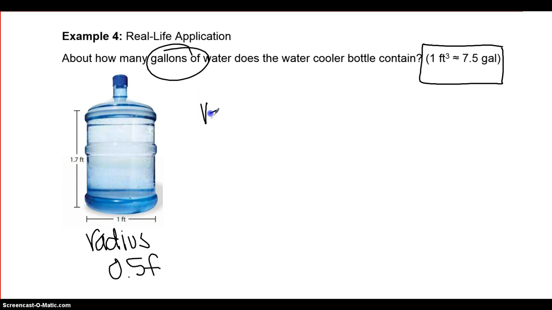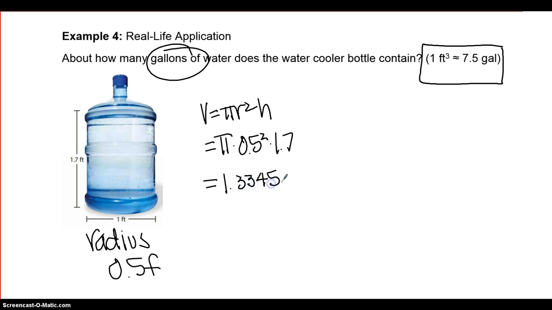So calculating this, volume is equal to pi r squared h. So volume is equal to pi times 0.5 squared times 1.7. And that in my calculator is 1.3345, if you use, excuse me, don't use the pi button, you're using 3.14. So 1.3345, that's my volume. So the bottle contains 1.3345 cubic feet of water.